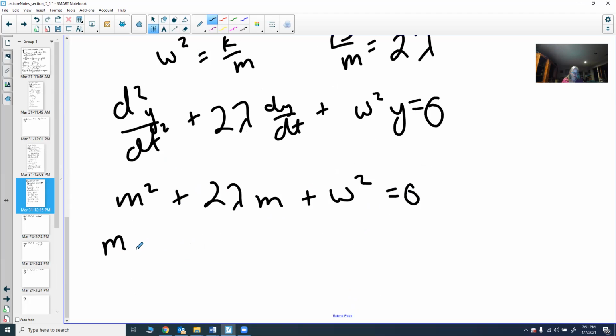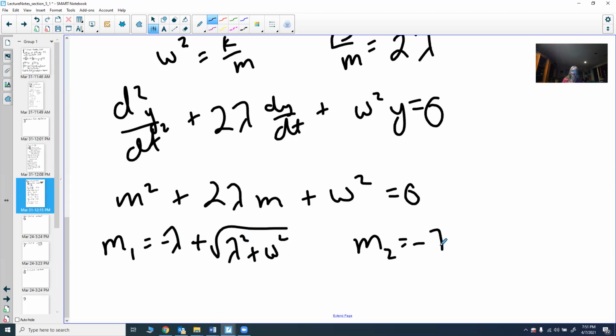You solve it with the quadratic formula, you get that m1 is minus lambda plus the square root of lambda squared plus omega squared. So this is why we picked the 2 lambda, because if you pick 2 lambda, you'd have a 4 lambda squared plus 4 omega squared. And here, if you're using the quadratic formula, the 4 comes out as a 2. And remember, this would be all over 2a, and the 2's would all cancel. So by calling it 2 lambda, this is what happens.